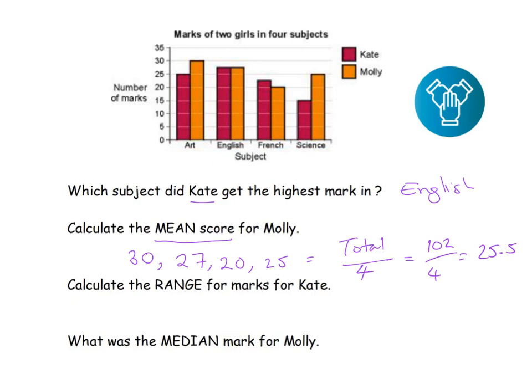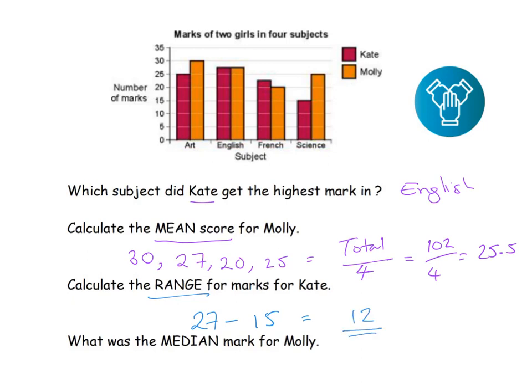Then we're moving to Kate. So we're looking for the range. So I want the largest one for Kate, which is 30. No, it's not. It's 27. And the lowest one for Kate is 15. So when I subtract them, I'm going to get 12 for the range.